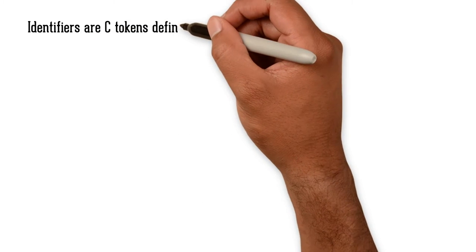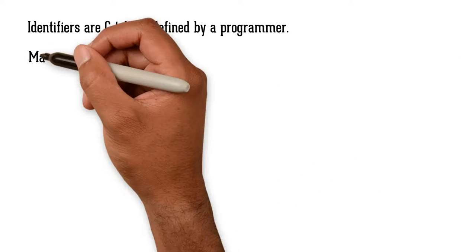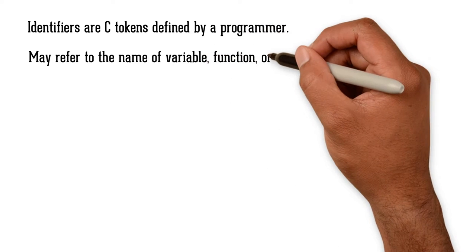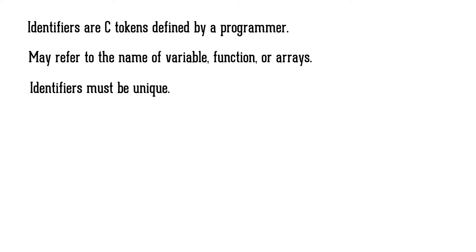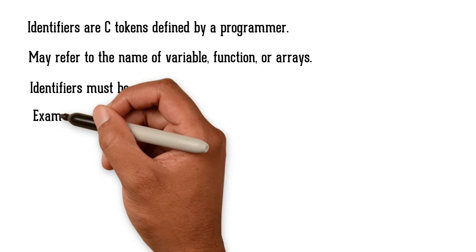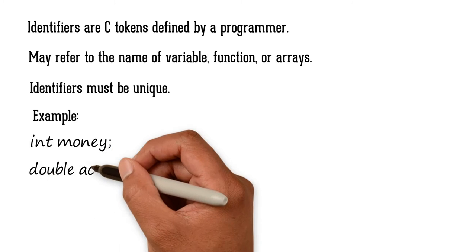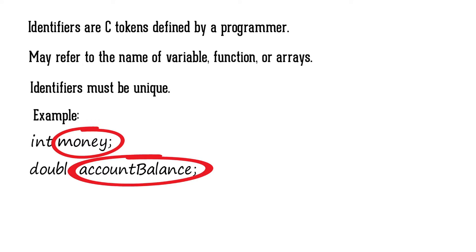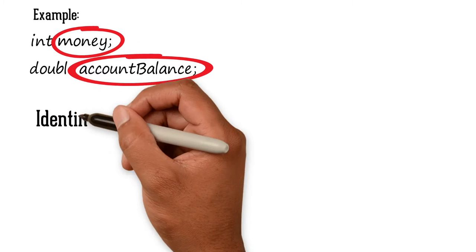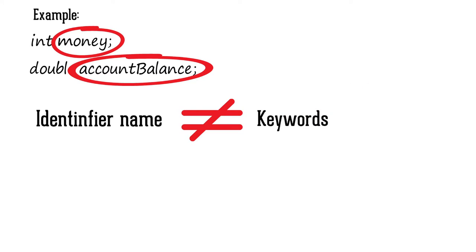Identifiers are C tokens defined by a programmer in a program which may refer to the name of a variable, function, or array. Identifiers must be unique. They are created to give a unique name to an entity, to identify it during the execution of the program. For example, int money, double account_balance. Here, money and account_balance are identifiers. Also remember, identifier names must be different from keywords. You cannot use int as an identifier, because int is a keyword.